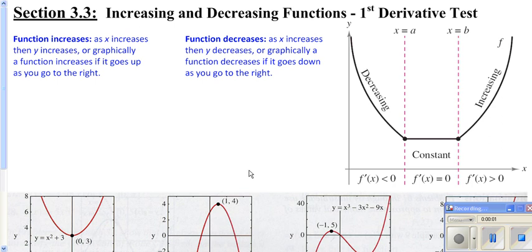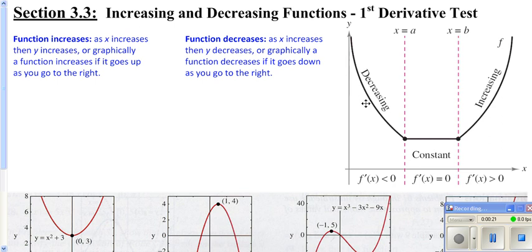Increasing and decreasing functions. Basically, if you're going to the right and your function goes down, it's a decreasing function. If you're going to the right and your function goes up, it's an increasing function. If you're not going up or down, then it's considered a constant function.